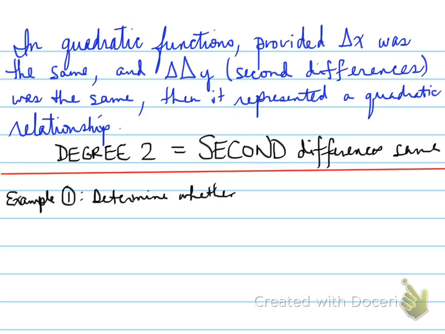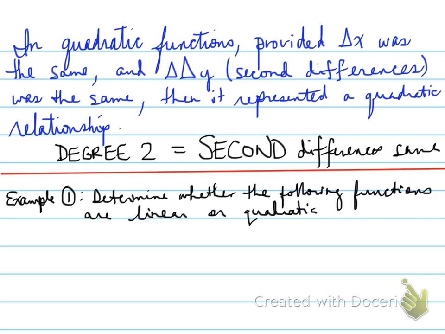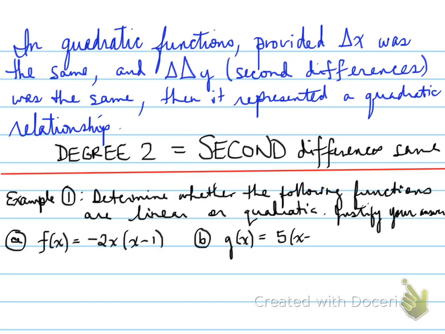So example 1, determine whether the following functions are linear or quadratic. So before we talk about deltas, let's look at equations. You need to be able to identify from the equations whether it's linear or quadratic. So the first example, note we have brackets. When we have brackets, the first thing we need to do is expand. You have to expand it in order to find out the degree. Degrees can only happen when the equation is in expanded form.